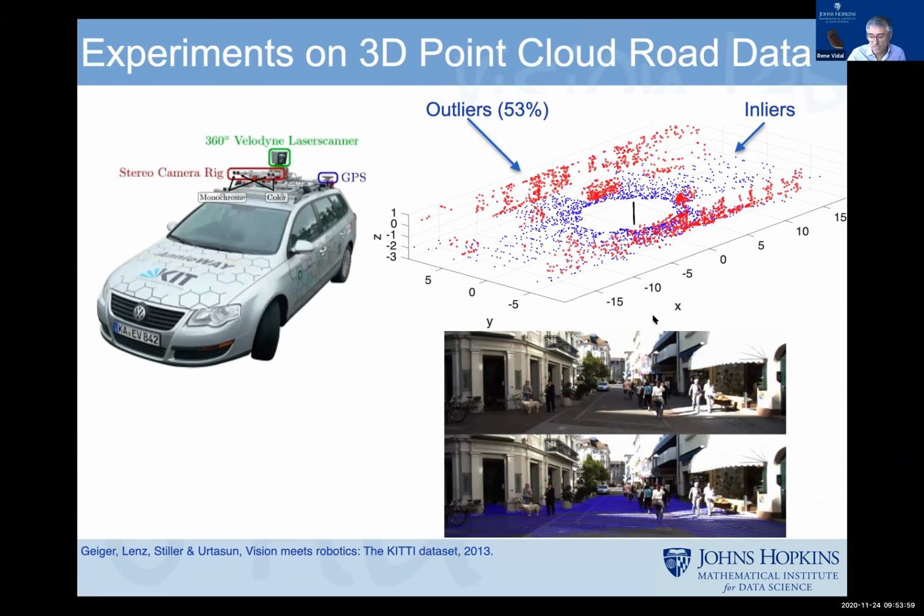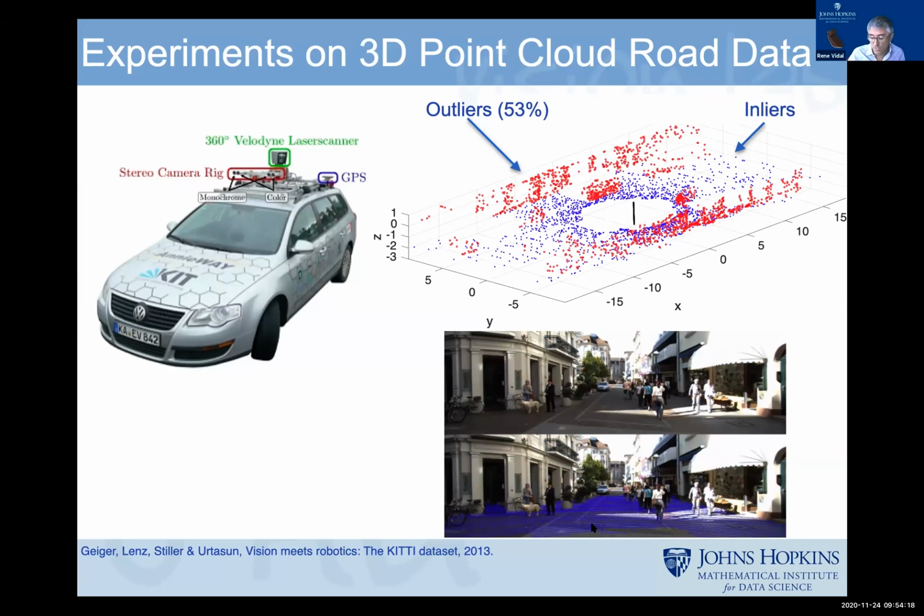You see at the top right the data, and the blue points are on the ground plane, and the red points are everywhere else. So you've got a very large number of outliers. Here, 53% of the points, more than half, are outliers. And this data comes annotated, so we know the ground truth, the blue points.